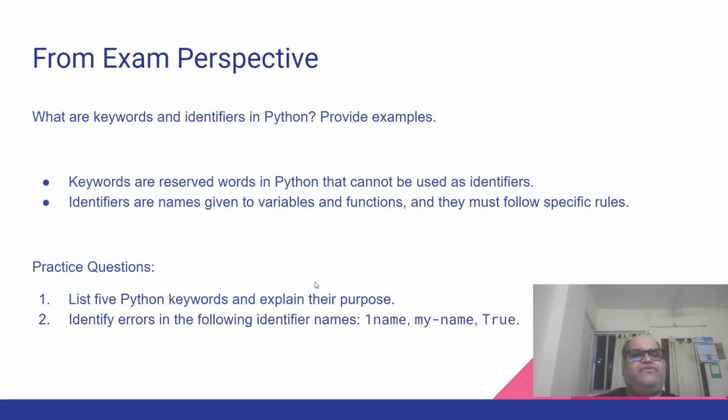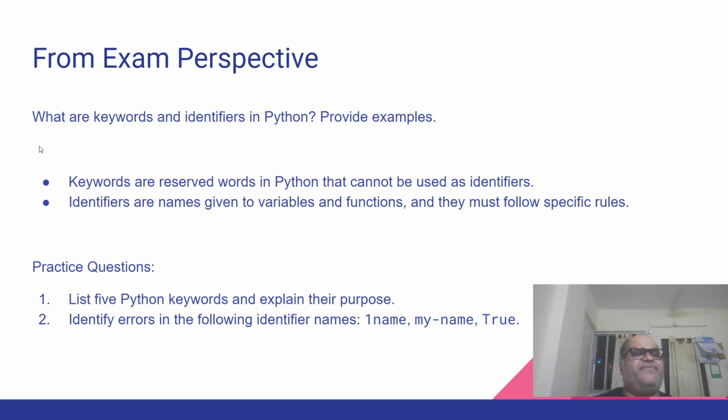Just from an exam perspective, the questions that could be asked are: what are keywords and identifiers in Python? Provide examples. As you know, keywords are reserved words in Python that can't be used as identifiers, and identifiers are names given to variables and functions, and they must follow a specific rule as we just discussed. You can have some practice questions here, for example, list a certain set of keywords and explain their purpose, or identify errors in the following identifiers.